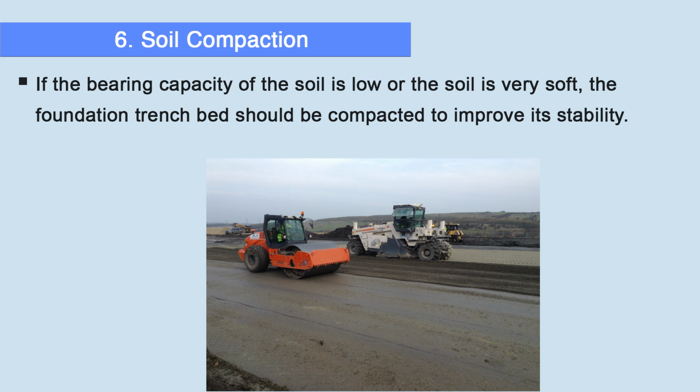If the bearing capacity of the soil is low or the soil is very soft, the foundation trench bed should be compacted to improve its stability. This can be done by filling the trench with murum, a type of granular material, and ballast, which are compacted to form a firm base. Compaction reduces the soil's susceptibility to settlement and provides a more stable foundation bed.